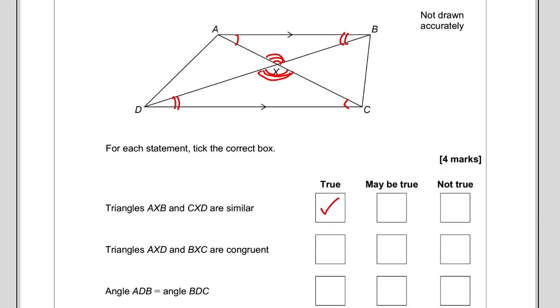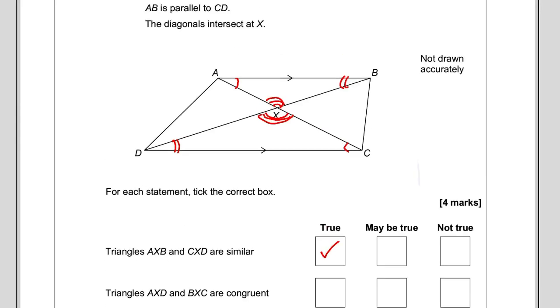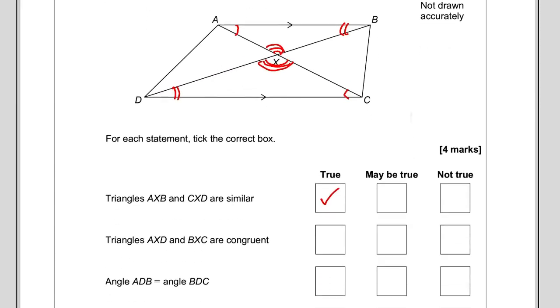Triangles are congruent. They can't be true because we're told all 4 sides are different lengths, so not true.